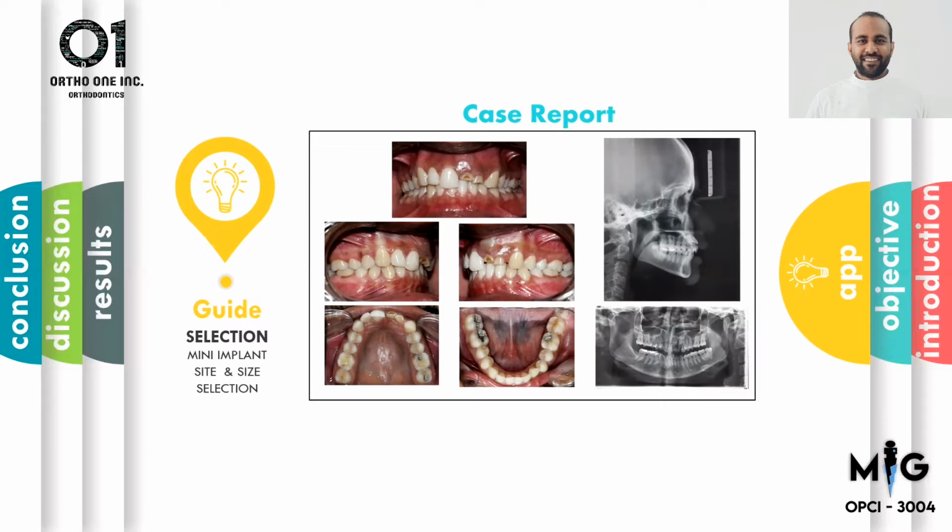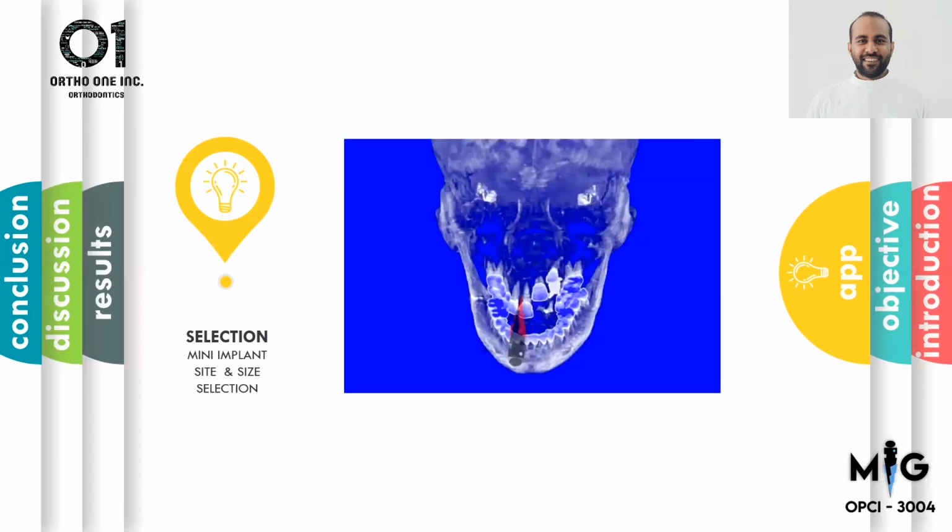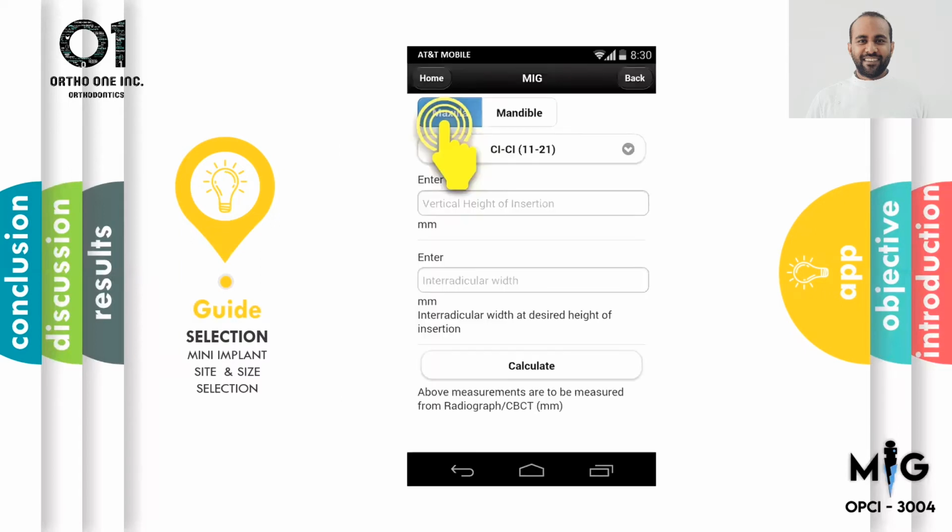And I would like to explain this with a case report of mine, a case of central incisor and lateral incisors impacted in the maxillary arch. For this case, I had planned to place a mini screw in the right side interradicular space between the central and the lateral incisors, for which I wanted to select the exact diameter and length of the mini screw.